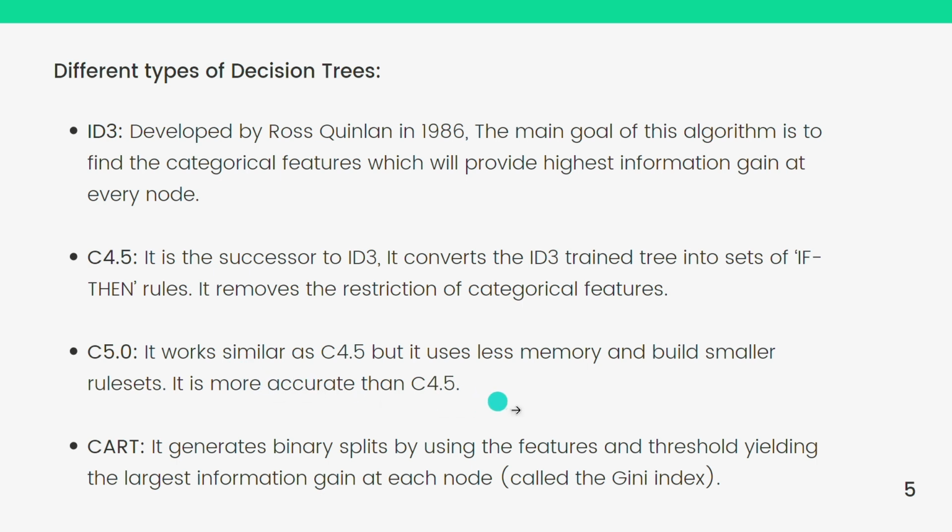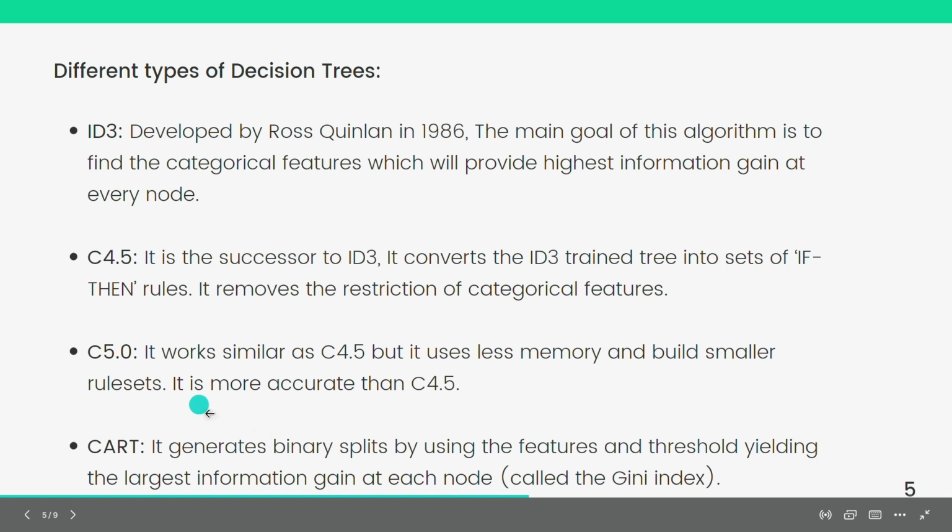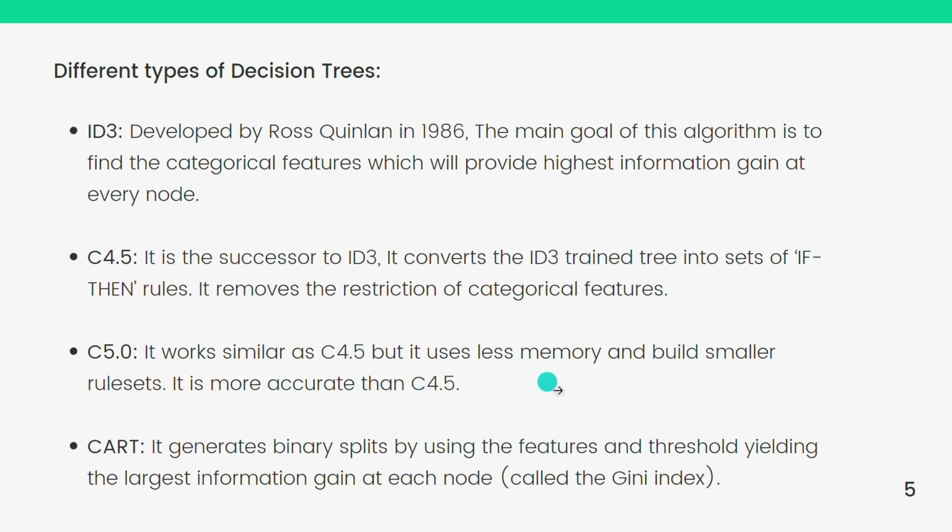Now C5.0, it is similar to C4.5, but it uses less memory and builds smaller rule sets. So it makes smaller rules basically and is more accurate, of course. So C5.0 was that, and CART. It generates binary splits by using the features and threshold, which yield the largest information gain at each node. So this uses Gini index. So what this does is binary splits. You can see like there's just two splits at every node. So it uses the Gini index and then it does the split. So you can read about this later on.